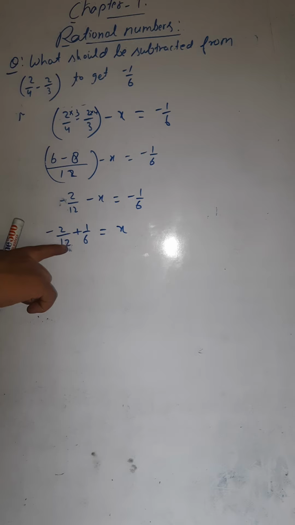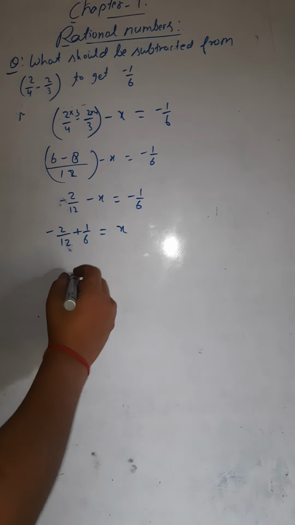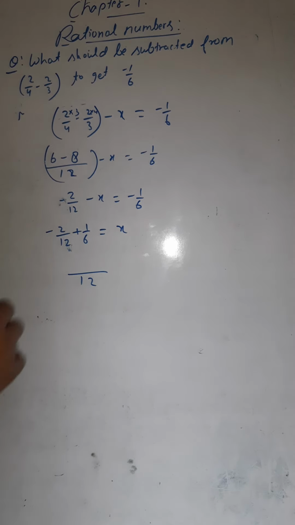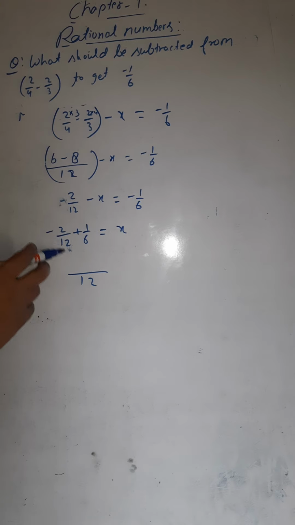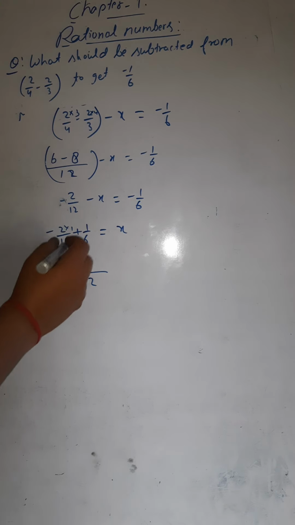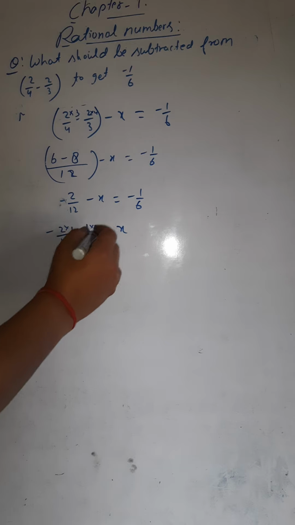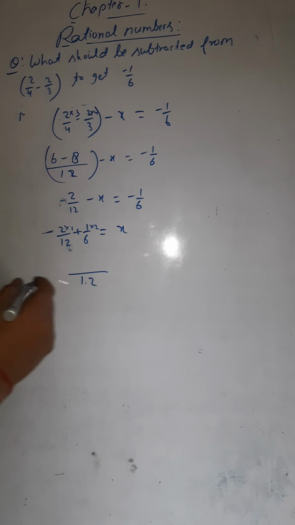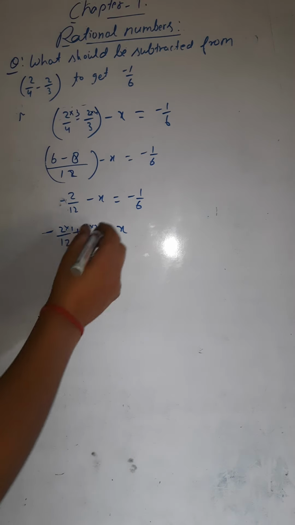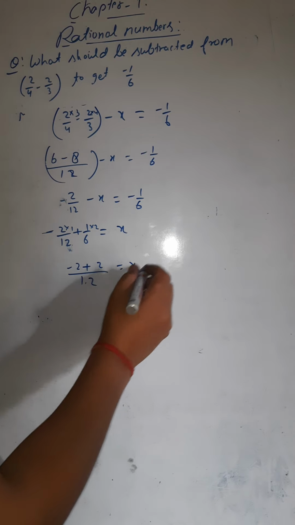Now what should I do? I will take the LCM of 12 and 6. It is coming out to be 12. So I divide it by each denominator. 12 ones are 12, so multiply by 1. 6 twos are 12, so multiply by 2. So it will be minus 2 plus 2 would be equal to x.